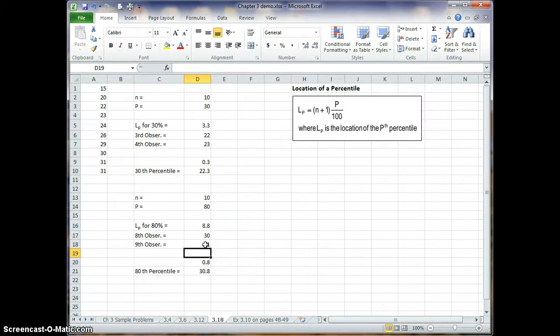And if you want more information to back that up, in your textbook you will find that starting on the right column near the bottom of page 42 and then 43. So you can look there. Alright, hopefully that's helpful. That's it for 3.18.